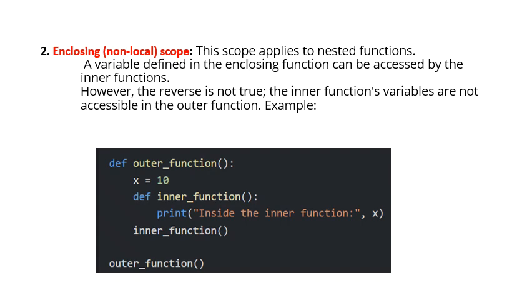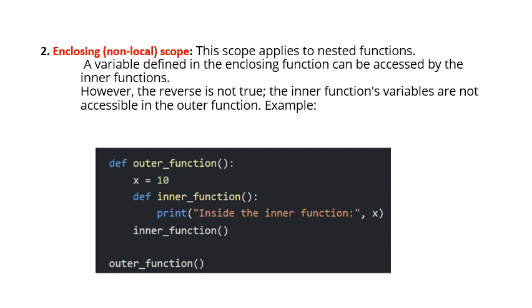For example, the same function which we defined earlier, def, the name of the function here is outer function, x is equal to 10. So the variable x holds the value 10. Def inner function. So this is another function inside the outer function. So this is the nested function. The inner function is declared inside the function named outer function.